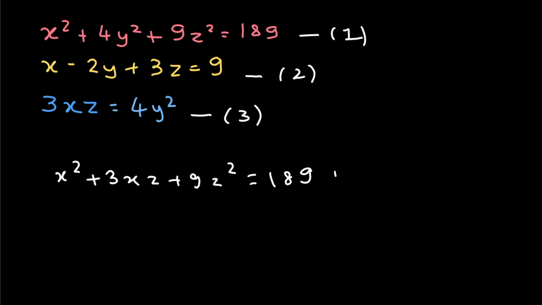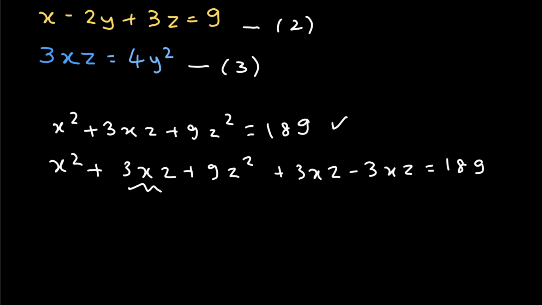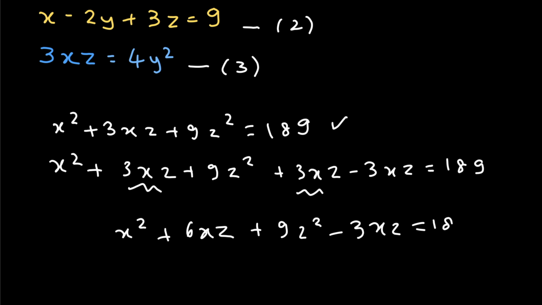Now carefully look at this particular equation. I will simply add and subtract 3 times x times z, that is the middle term over here. So we will have x squared plus 3xz plus 9z squared plus 3xz minus 3xz, and this thing equals 189. Now 3xz plus 3xz will form 6xz, so in the beginning x squared plus 6xz plus 9z squared minus 3xz equals 189.